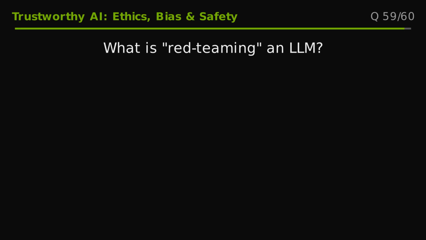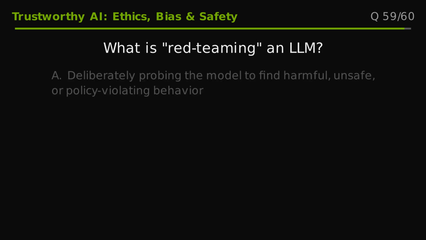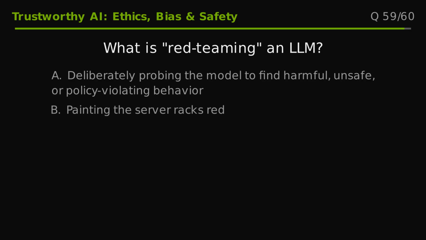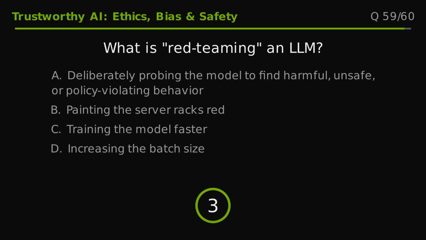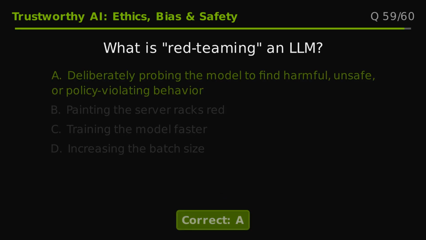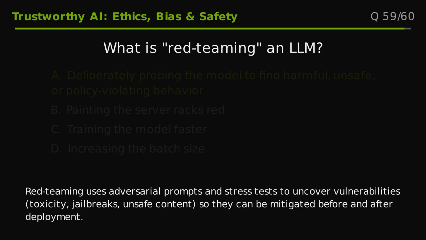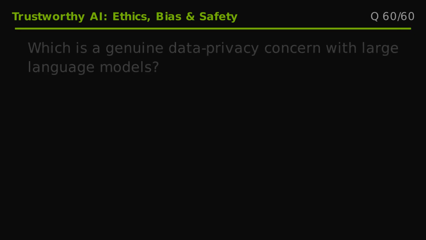Question 59. What is red teaming in AI? Option A. Deliberately probing the model to find harmful, unsafe, or policy-violating behavior. Option B. Painting the server racks red. Option C. Training the model faster. Option D. Increasing the batch size. The correct answer is A. Red teaming uses adversarial prompts and stress tests to uncover vulnerabilities, toxicity, jailbreaks, and unsafe content, so they can be mitigated before and after deployment.